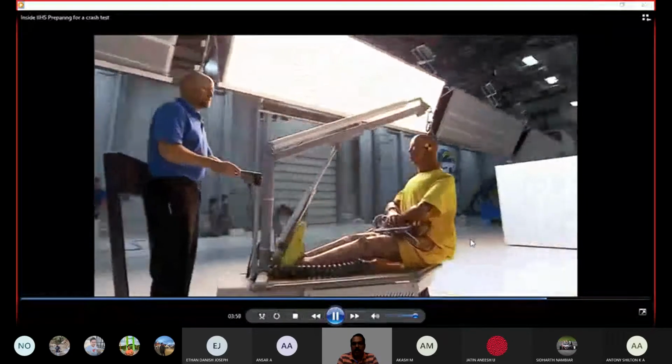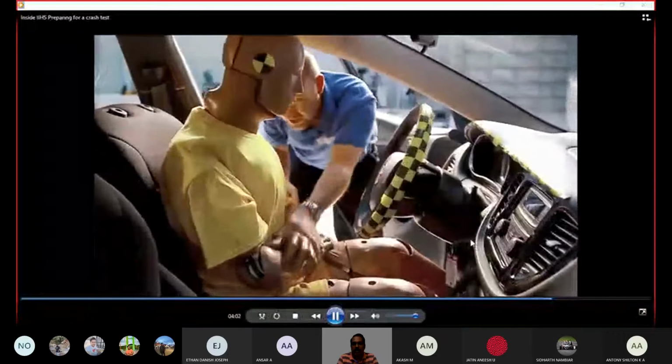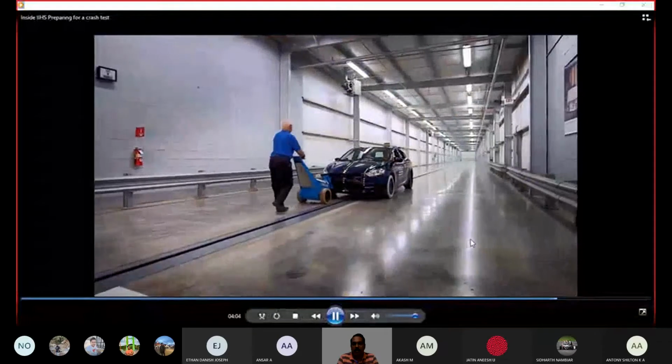The dummy is also placed in the vehicle in the crash hall before it's pushed down the runway, where it will sit overnight in a temperature-controlled shed.